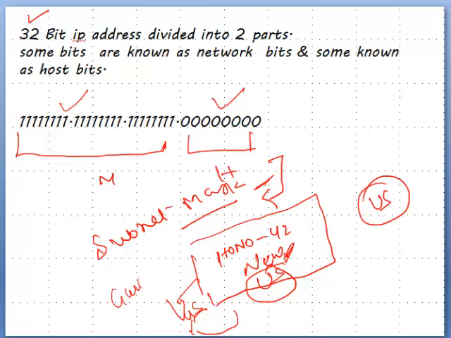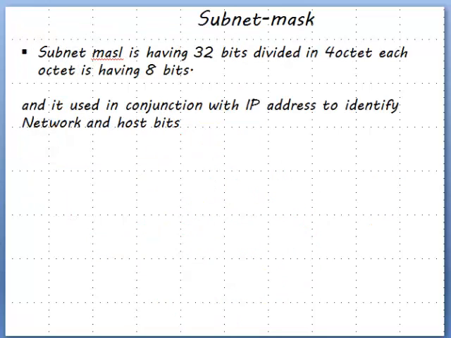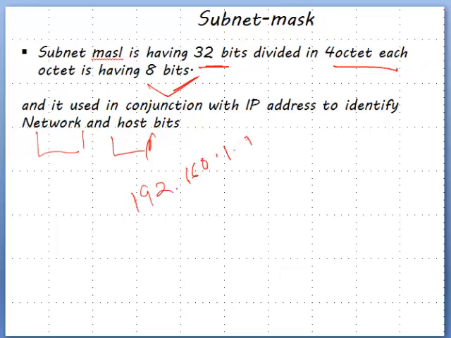Now have a look at some basic things about the subnet mask. A subnet mask is similar to an IP address, having 32 bits divided into 4 octets, and each octet has 8 bits. It is used in conjunction with the IP address to identify host and network bits. So if our IP address is 192.168.1.1, we also write a subnet mask with it.